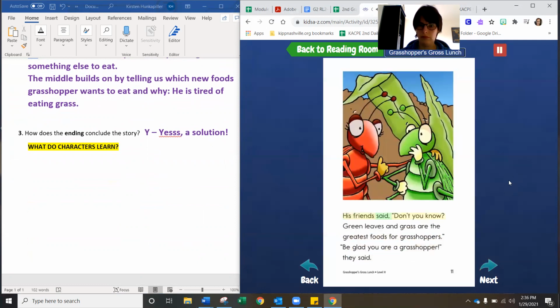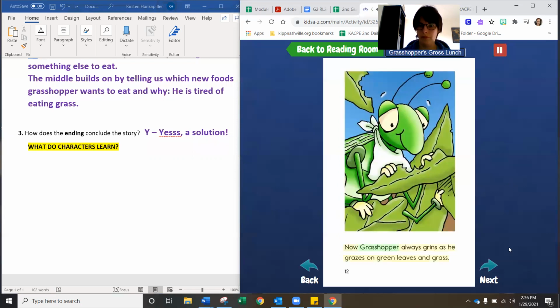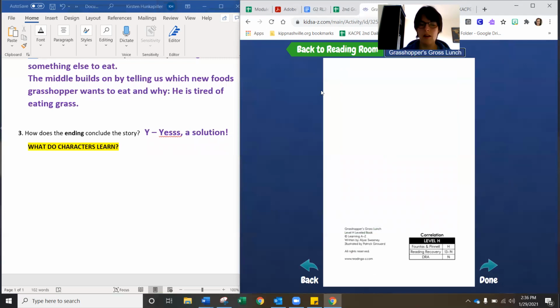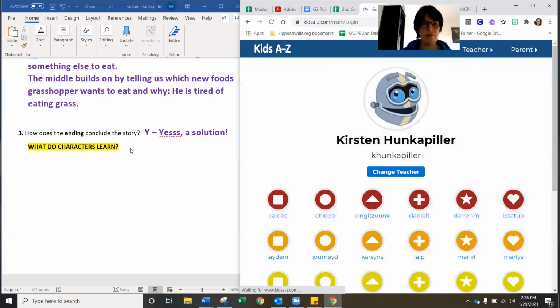His friends said, "Don't you know? Green leaves and grass are the greatest foods for grasshoppers. Be glad you are a grasshopper," they said. Now Grasshopper always grins as he grazes on green leaves and grass. The end.